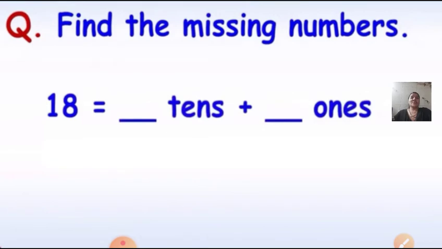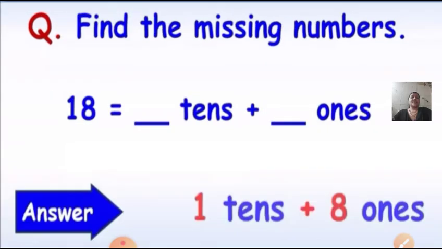Find the missing numbers. 18 equals dash tens plus dash ones. Ones means units, as you all know. So in the number 18 there is only 1 tens. 1 tens plus, yes, 8 ones, 8 units. So 1 ten plus 8 ones.